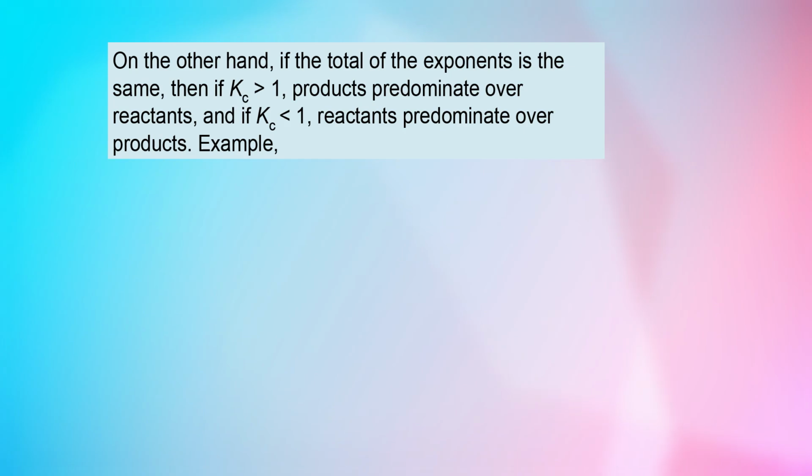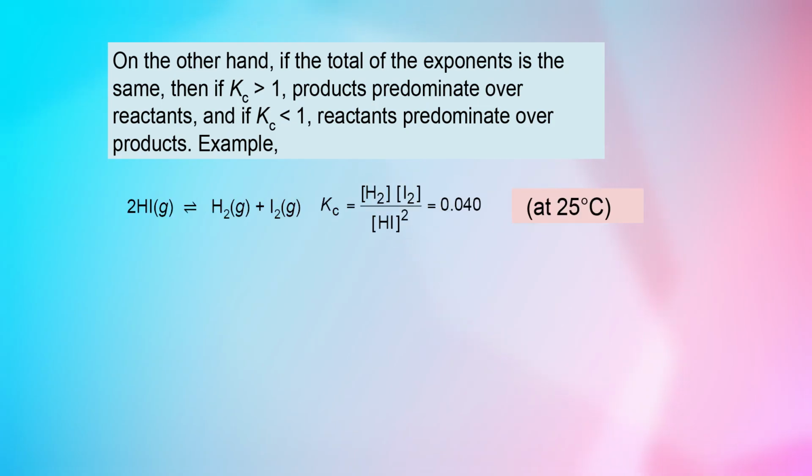Now, if the total of the exponents is the same, then if Kc is much greater than 1, the products predominate over the reactants, and if Kc is much less than 1, reactants predominate over products. So, we have done this equation of dissociation of hydrogen iodide, which falls under this category, Kc much less than 1.